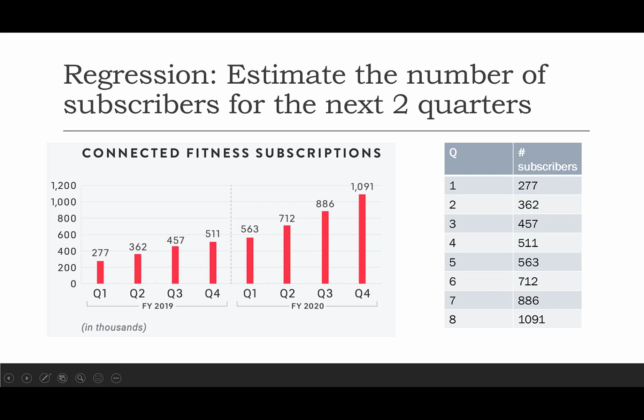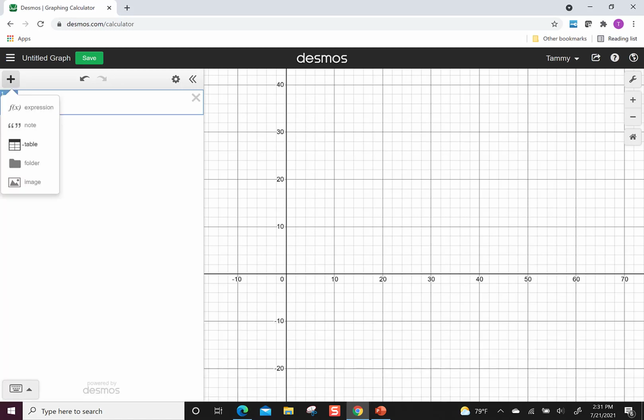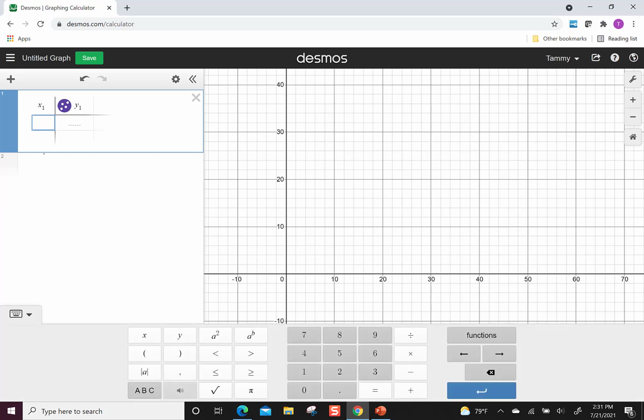This is definitely a problem for Desmos. So what we're going to do is take all of these numbers, 1, 2, 3, 4, 5, 6, 7, 8, along with the subscribers, and put them into a table. First thing I'm going to do is push this add item, and we're going to add a table. I'm going to put in the X values because they're easy. So 1, 2, 3, 4, 5, 6, 7, 8, our 8 quarters that we had. Then I'm going to go to the Y's and put the corresponding values.